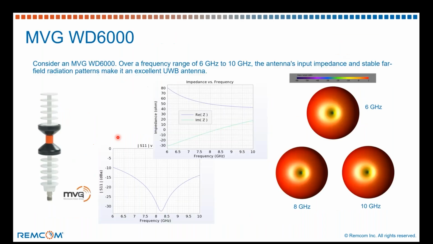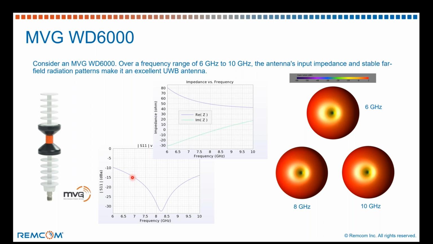So I've got an example or two here that I want to go over. The first one is an antenna from MVG. This is their WD6000. It's designed to operate from 6 to 10 gigahertz. The input impedance and the far zone patterns are stable, making it an excellent ultra wideband antenna.